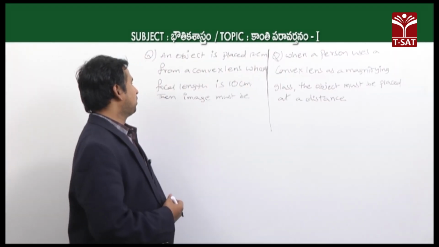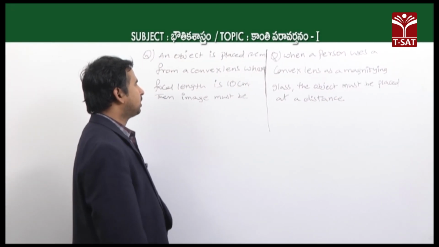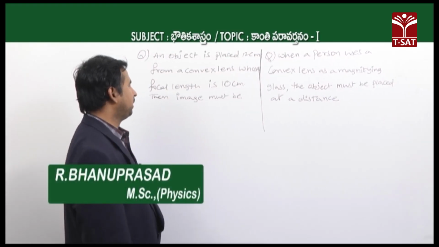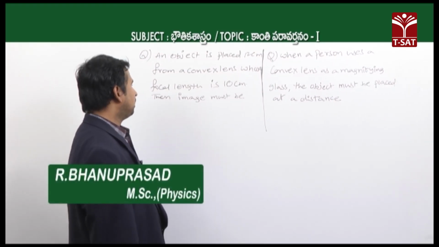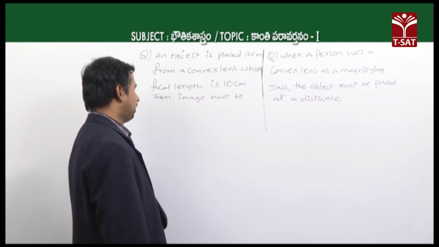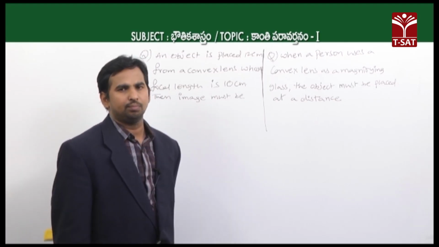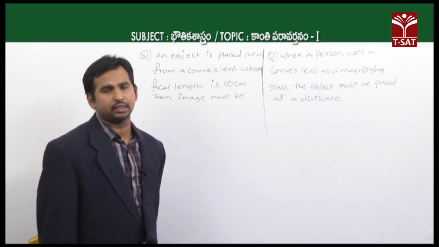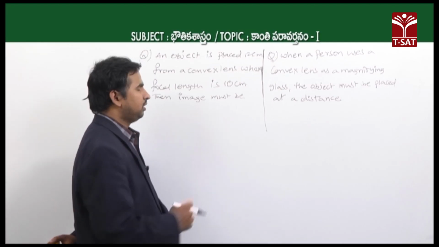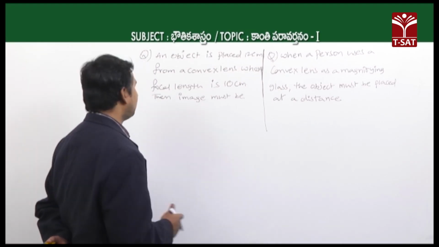Here are two more questions. The first one: an object is placed 12 centimeters from a convex lens whose focal length is 10 centimeters. Then the image must be... we have to consider the characteristics of the image formed by this convex lens.